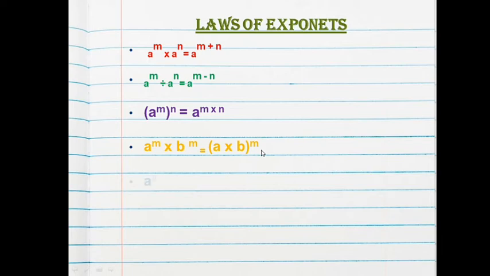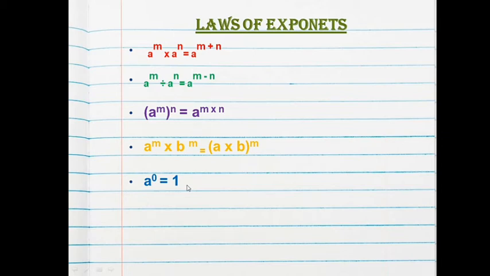Okay. Then the next law, a raised to the power 0 equals 1. When it is given a raised to the power 0, it will be 1. It means if a base is given any number whose exponent is 0, then it will always be 1 only. That is, a raised to the power 0 is equal to 1. This is the fifth law.